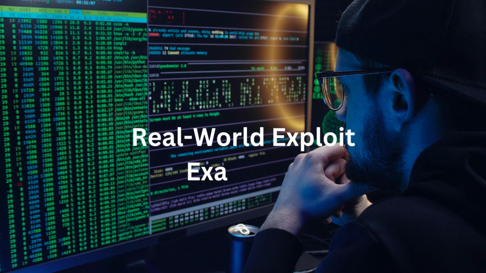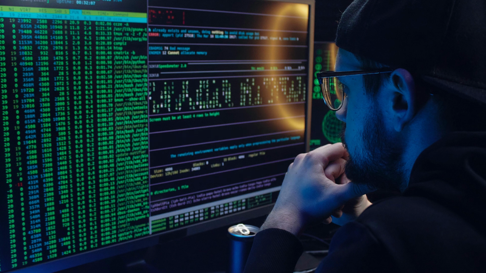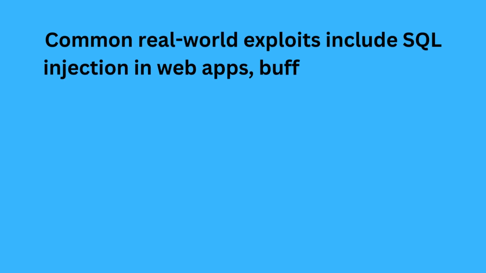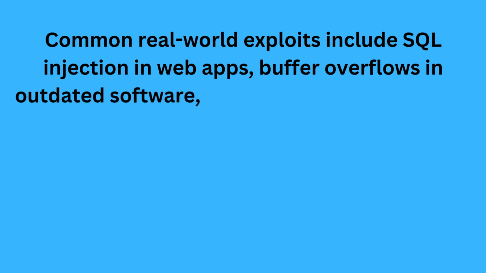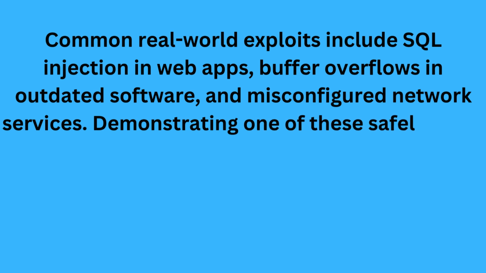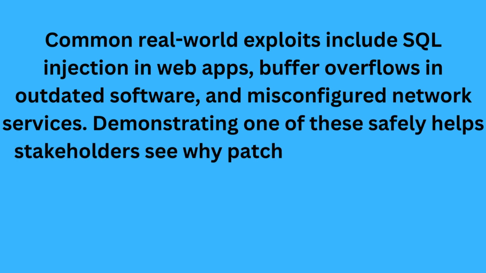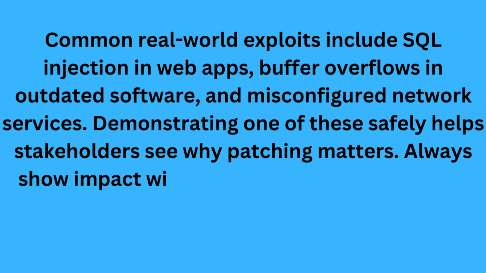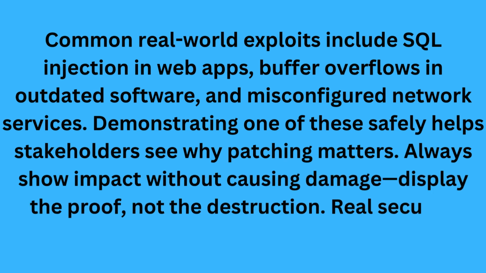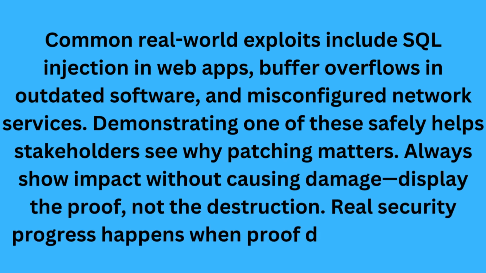Real-world exploit examples. Common real-world exploits include SQL injection in web apps, buffer overflows in outdated software, and misconfigured network services. Demonstrating one of these safely helps stakeholders see why patching matters. Always show impact without causing damage. Display the proof, not the destruction. Real security progress happens when proof drives action, not panic.